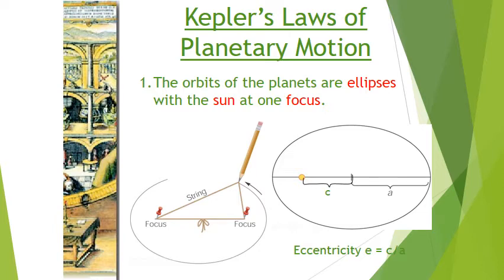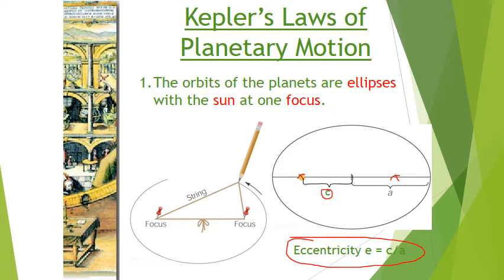So the eccentricity of an ellipse is defined as being the distance of the center to one of the foci, because there's a focus of an ellipse in two positions, and the distance of the center of the ellipse to a focus is what's called C, and the distance from the center of the ellipse to the farthest point of the ellipse is what's called the semi-major axis, A.